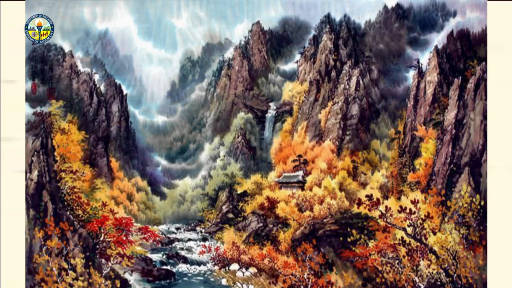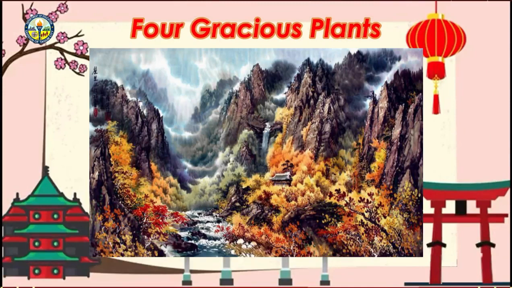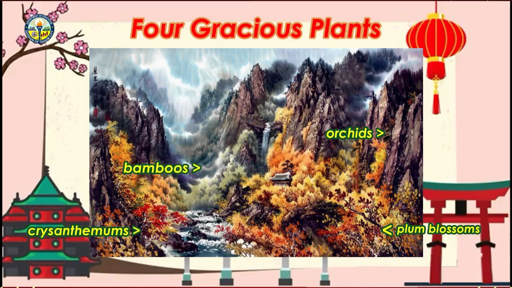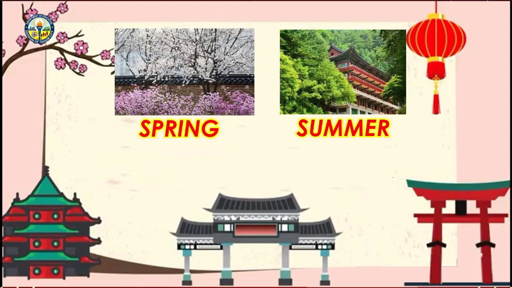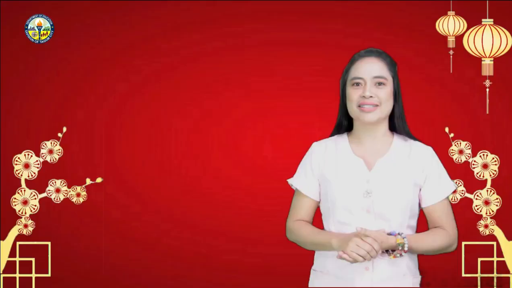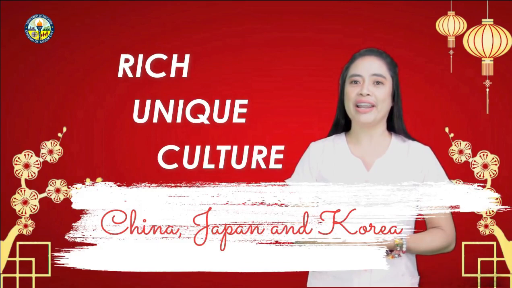Yes, this Korean painting portrays the four gracious plants, namely the plum blossoms, orchids, chrysanthemums, and bamboos, which represent the country's four seasons: the spring, summer, fall, and winter. Truly, East Asian arts are marvelous. They reflect the rich and unique culture of China, Japan, and Korea.